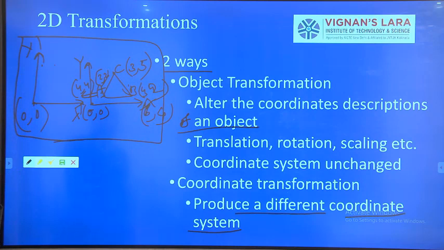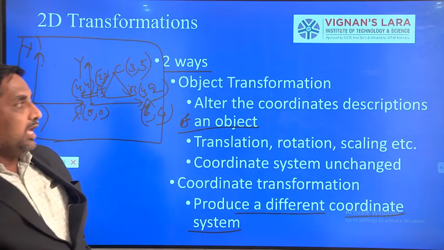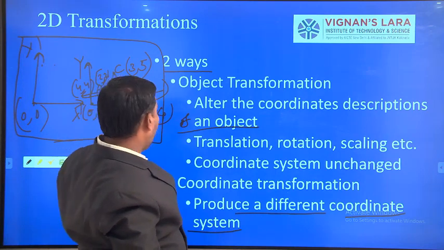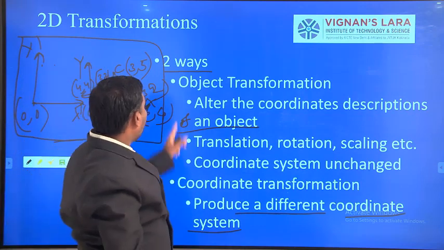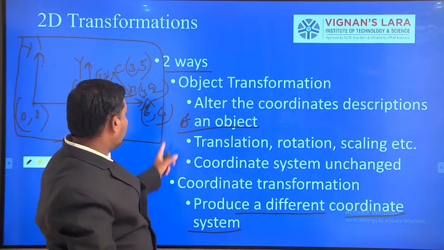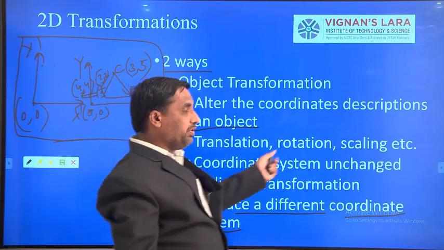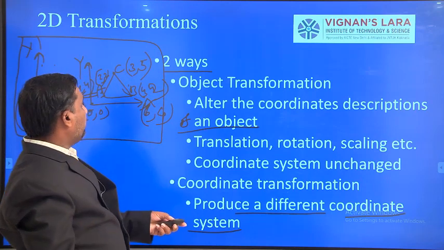Like that we can translate the coordinate system, that is the XY coordinate system. After translation it will become X dash and Y dash. Then the values of the coordinates of the corner points also change. Like that we can do the transformations. So that is the second way of transformation. The first one is to alter the coordinates. The second one is to produce a different coordinate system. So this is about the two ways of transformations.